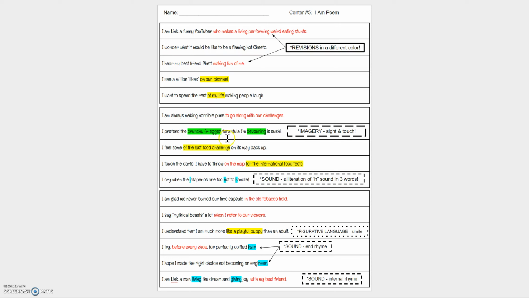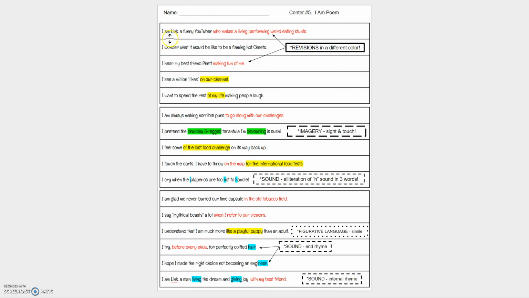I pretend the crunchy 8-legged tarantula I'm devouring is sushi. I feel some of the last food challenge on its way back up. I touch the darts I have to throw on the map for the international food tests. I cry when the jalapenos are too hot to handle. I'm glad we never buried our time capsule in the old tobacco field. I say mythical beasts a lot when I refer to our viewers. I understand that I am much more like a playful puppy than an adult. I try before every show for perfectly coiffed hair. I hope I made the right choice not becoming an engineer. I am Link, the man living the dream and giving joy with my best friend.